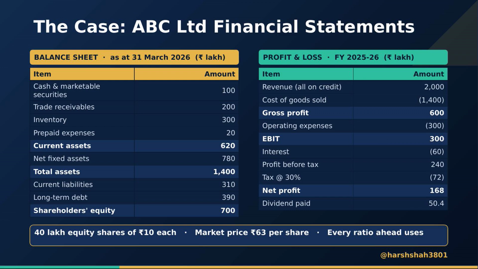Now flip over to the profit and loss statement for financial year 2025-26. Revenue is 2,000 lakh. And notice it says all on credit. Remember that detail. We'll need it later. After cost of goods sold, gross profit is 600 lakh. After operating expenses, EBIT is 300 lakh. And after interest and tax, we land at a net profit of 168 lakh rupees.